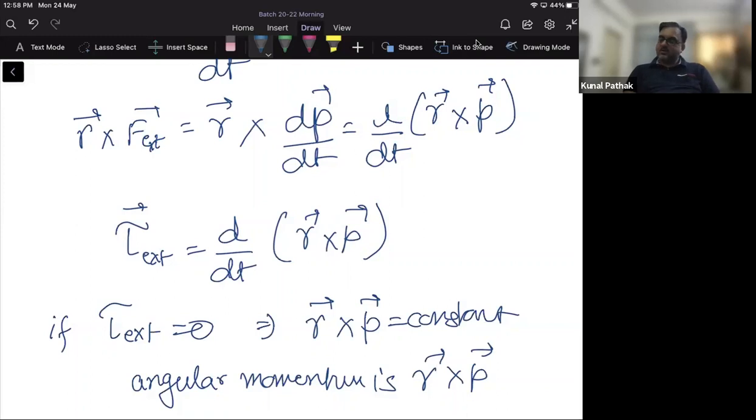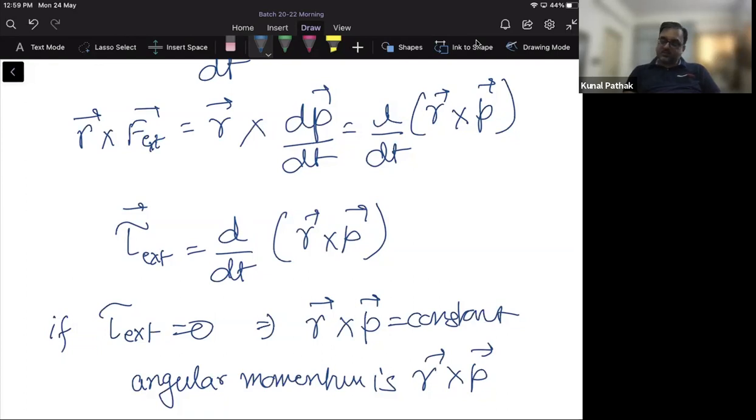So angular momentum is some quantity of a system which remains conserved in the absence of external torque. Okay? So if the external torque on the system is zero, this quantity called angular momentum of the system will remain conserved. It will not change with time. It will remain constant.